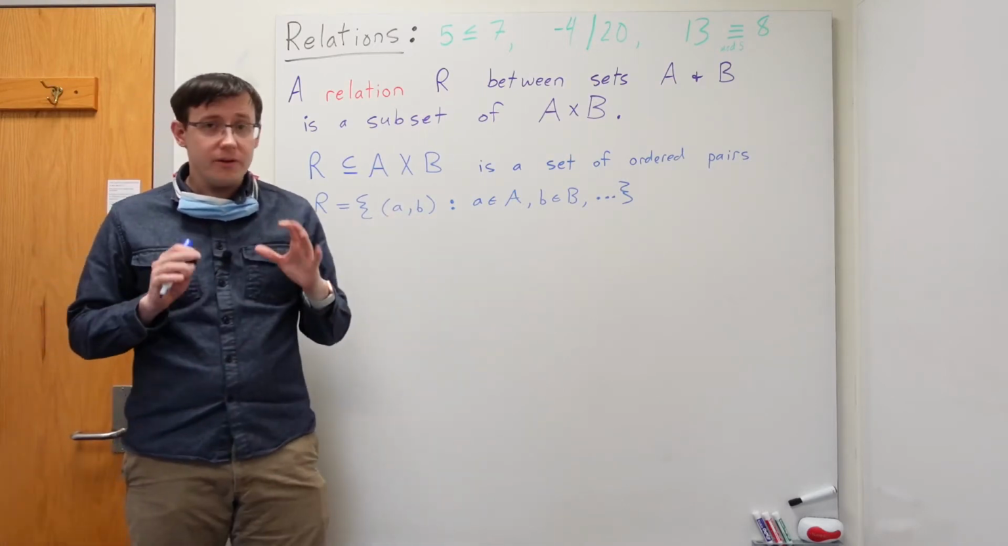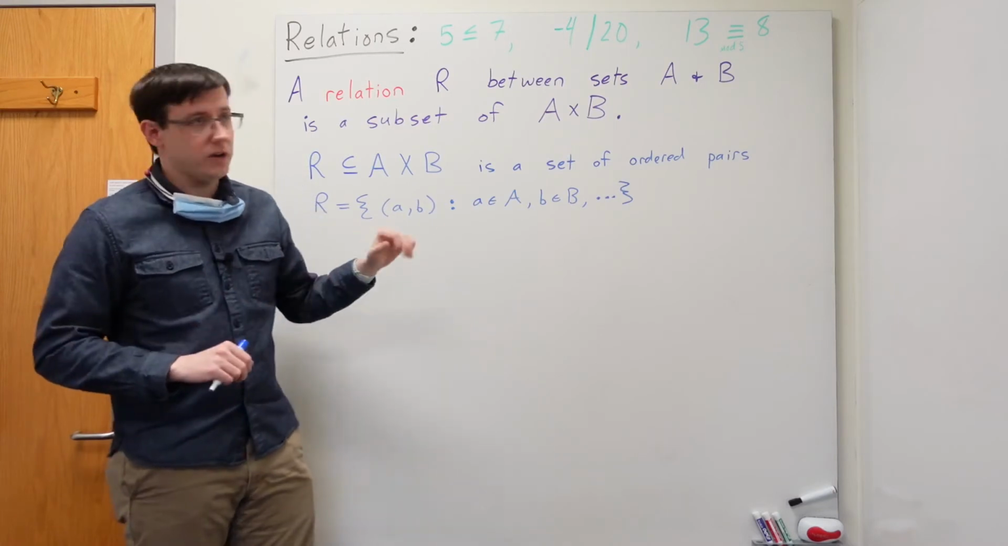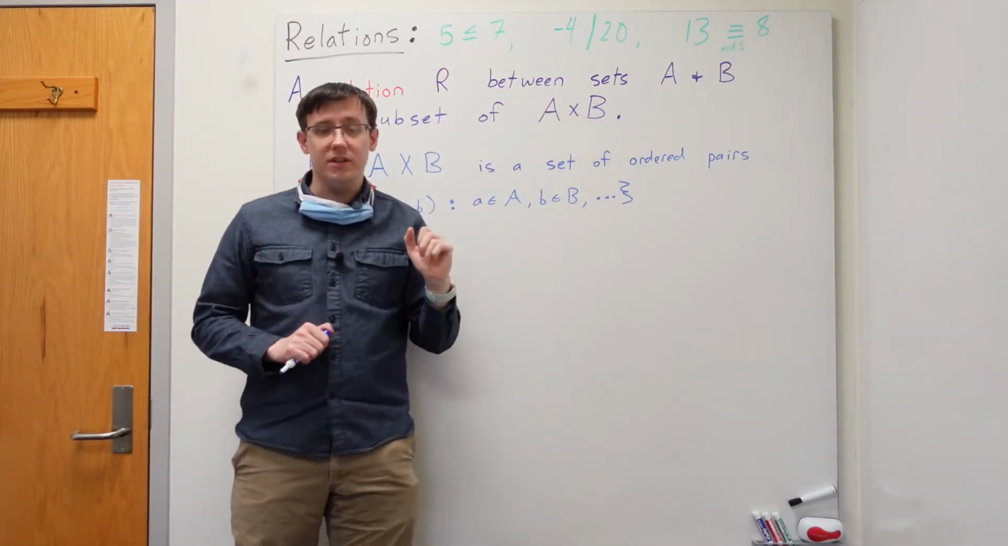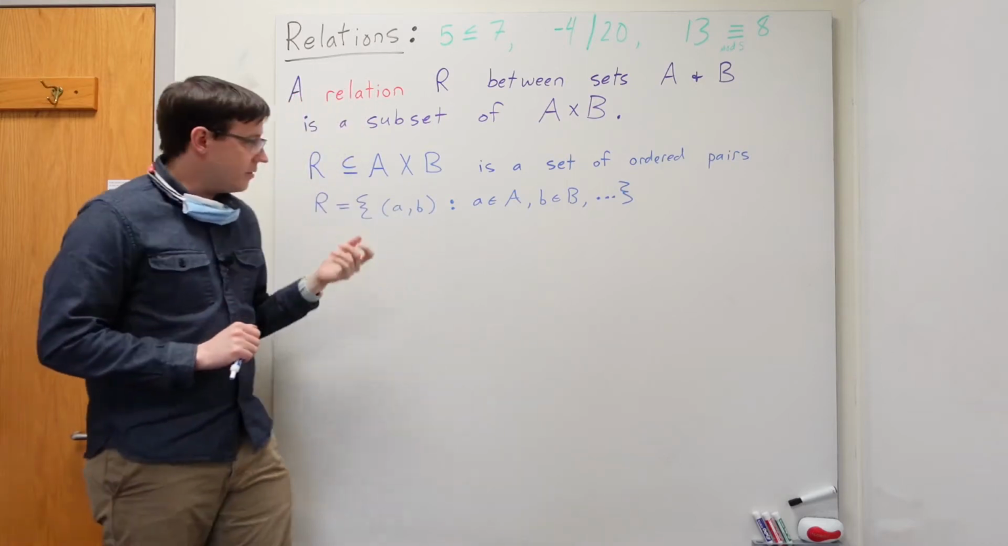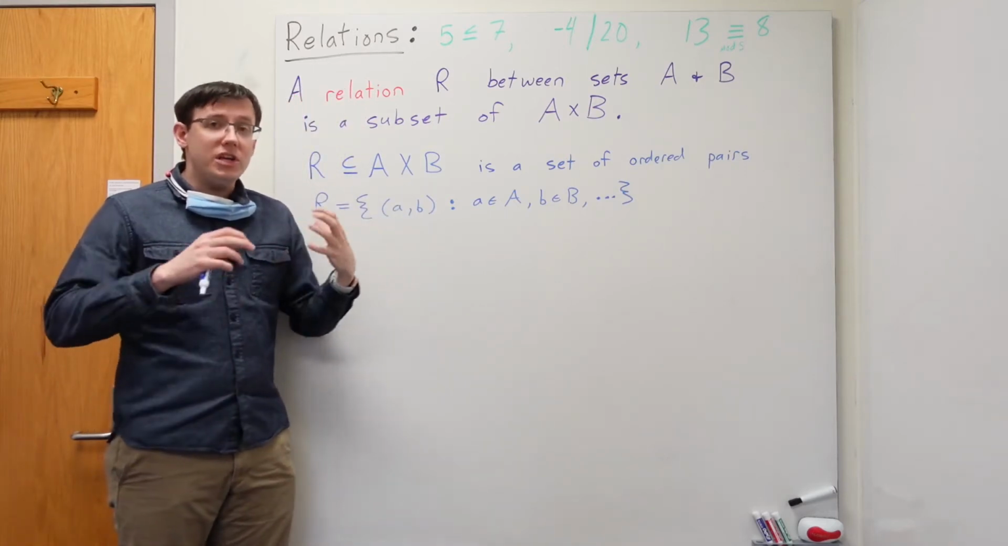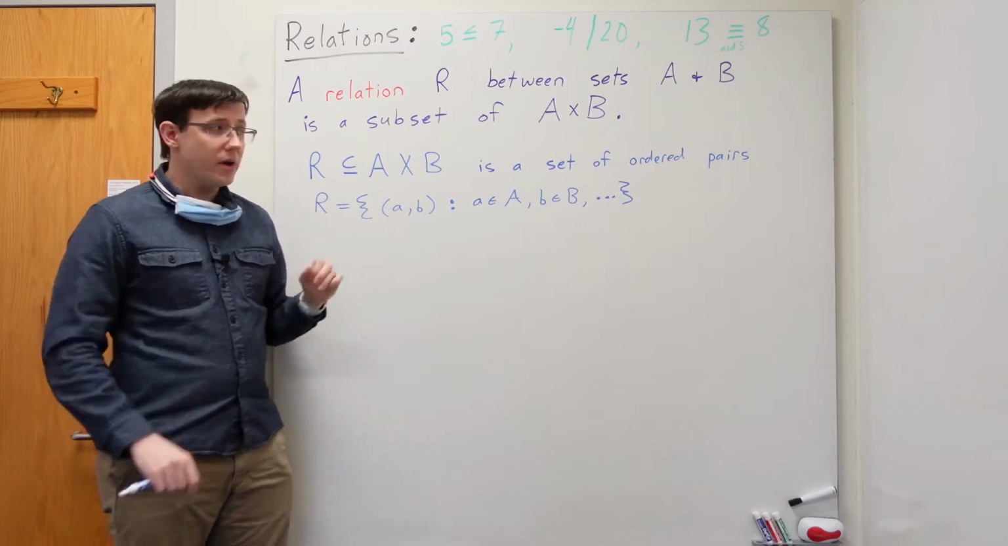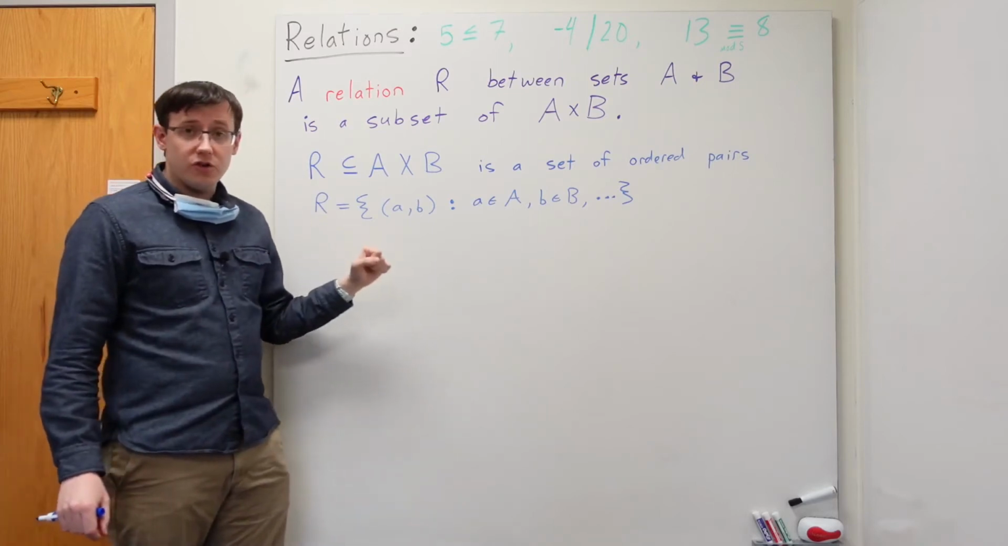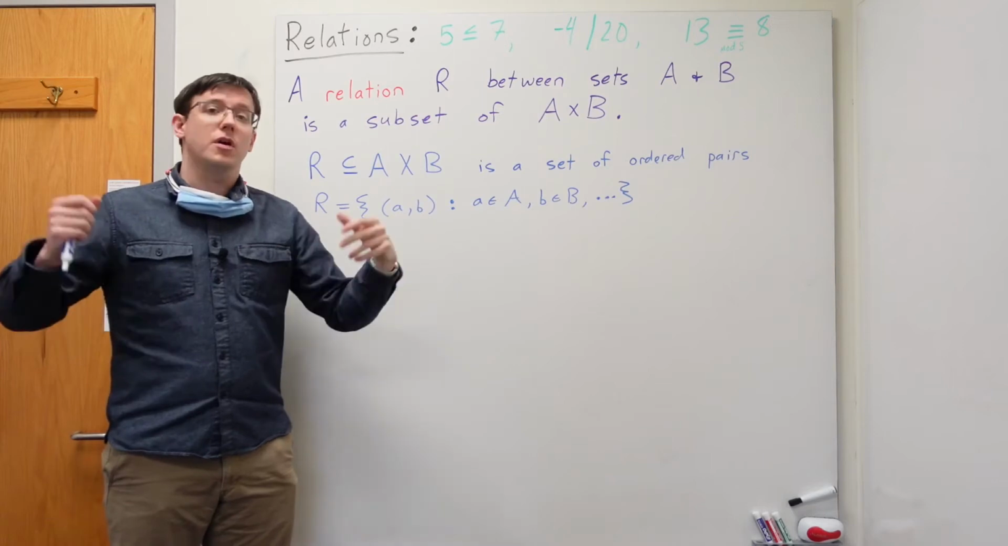This may seem like a very strange way to talk about relations like the examples I've listed here, but by defining it in terms of a set of ordered pairs, it will be much easier for us to talk about properties of relations and how different relations compare to one another.